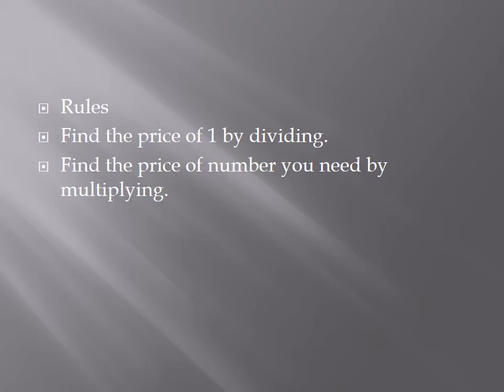Now, we will do the rules of unitary method. First rule, find the price of 1 by dividing. Rule 2, find the price of the number you need by multiplying. First divide, then multiply.